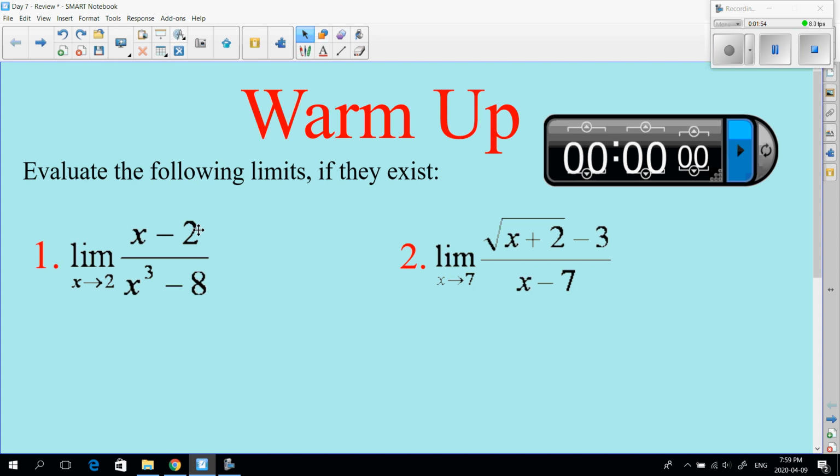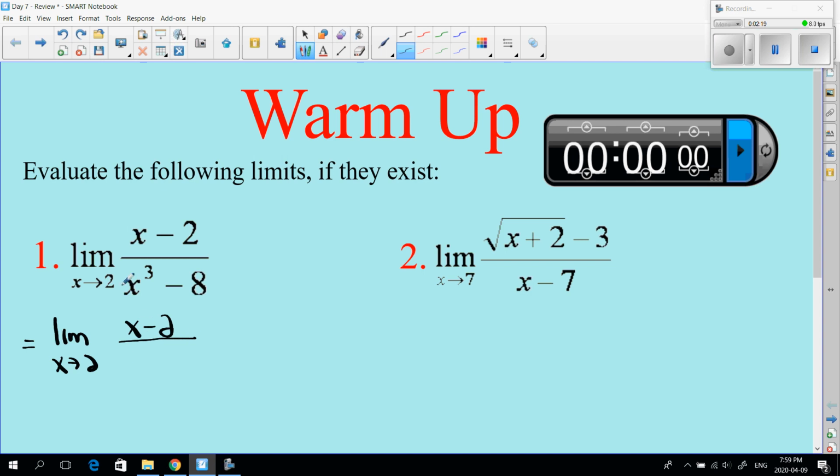What can we do to get rid of the indeterminate form? Well, it turns out the numerator is as simple as it's going to get, but the denominator, all right, that is the difference of cubes. So when I go to factor the denominator, this is what it should look like. Remember to always write your limit notation. So it equals the limit as x approaches 2. I'm not doing anything to the numerator.